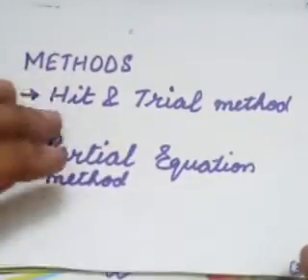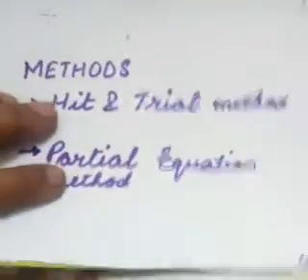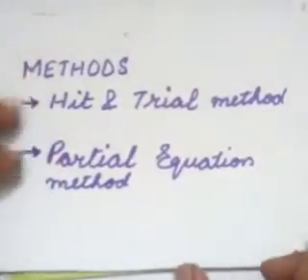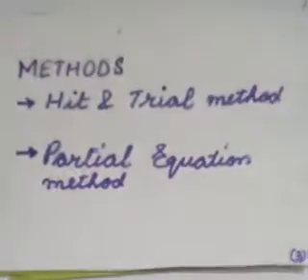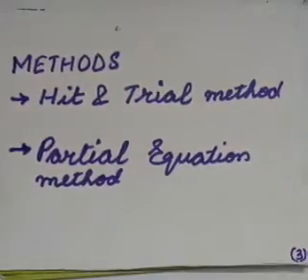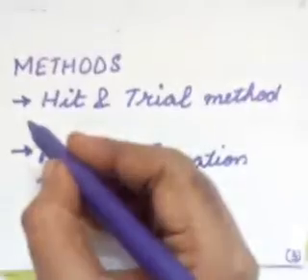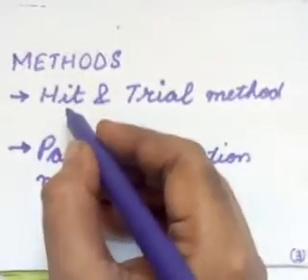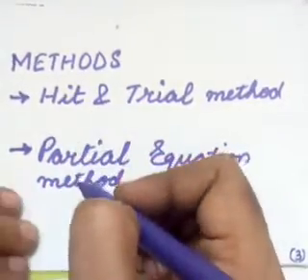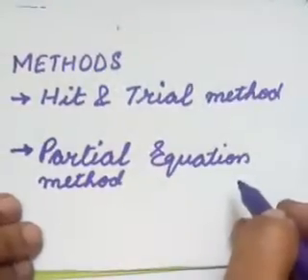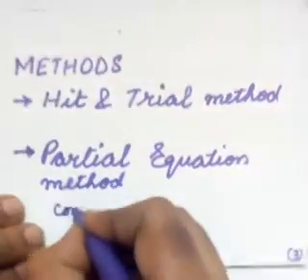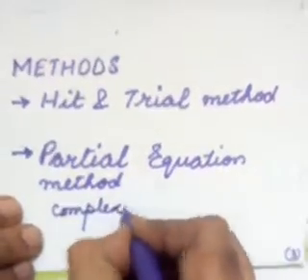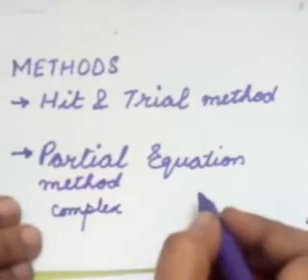There are generally two methods of balancing a chemical equation. First is the hit and trial method, which is generally used for balancing simple equations, whereas the partial equation method is used for balancing complex equations, where a number of compounds are there on the reactant side.